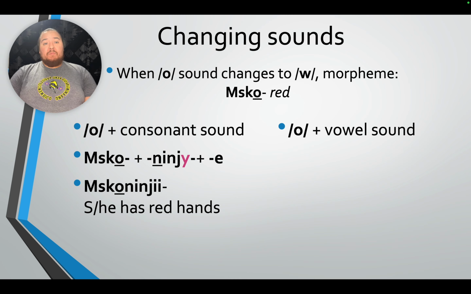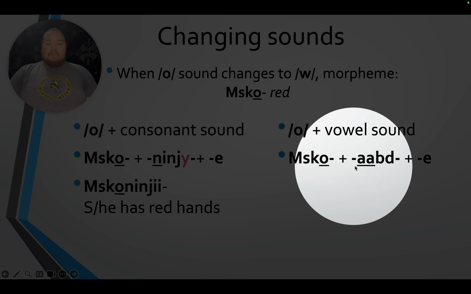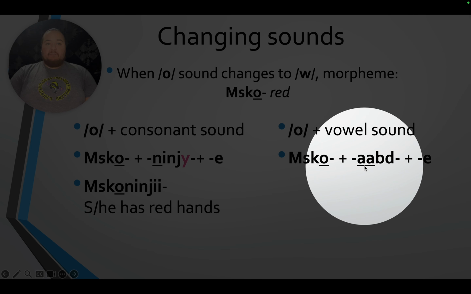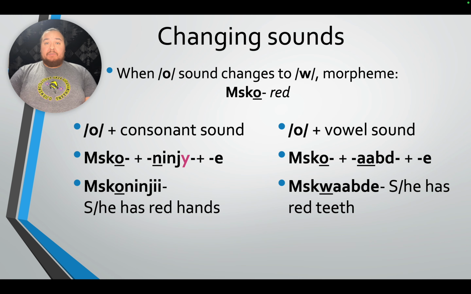Next, if an O is followed by a W or a vowel sound. So for example, msk plus ob de. So again here, we have our double A sound here, which is a vowel sound, which we make with an open mouth or teeth. So we change that O to a W sound. Squab de, for she or he has red teeth. Again, time to record this all in your notes, so I'll give you a chance to pause here and record these in your notes. Alright, let's move on.